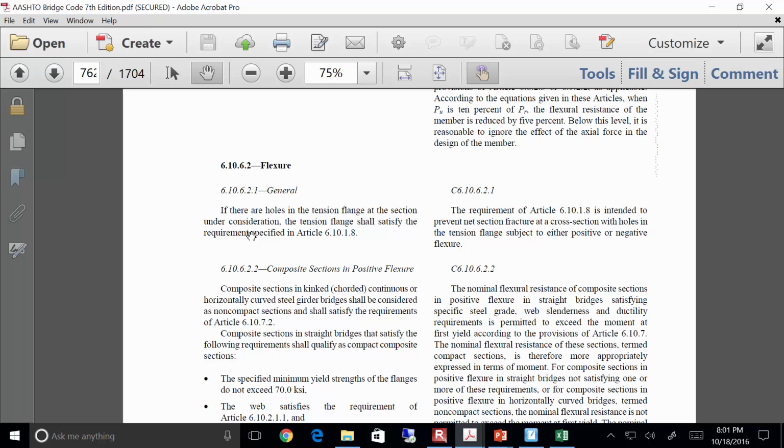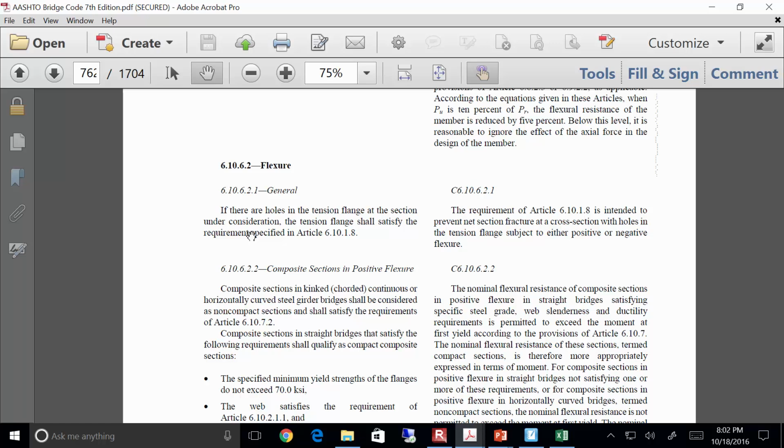Now, in order to compute the capacity of a composite section, the spec requires us to determine whether or not that section is compact or not. Now, what does it mean for a section to be compact? Well, composite sections in straight bridges that satisfy the following requirements shall qualify as compact sections. Number one, the specified minimum yield strengths of the flanges do not exceed 70 ksi. Simple. Just don't use a yield stress greater than 70. That's easy. We're not using that. Our yield stress for our girders is 50, right? So we're good there.